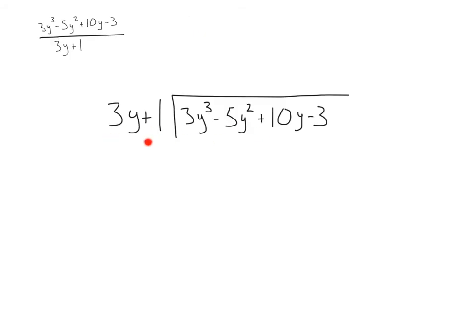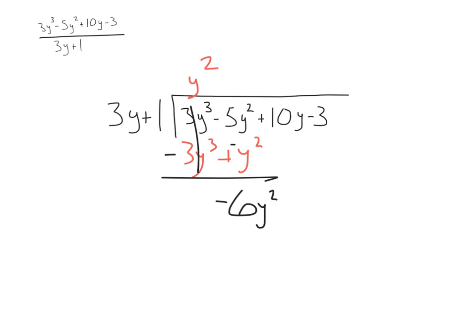Okay, here we go. We've rewritten it. What times 3y is 3y cubed? Well, that's going to be y squared. Now y squared times 3y is 3y cubed. Y squared times 1 is plus y squared. I'm going to subtract everything. I just distribute it right away. These cancel. Negative 5y squared minus y squared is negative 6y squared.